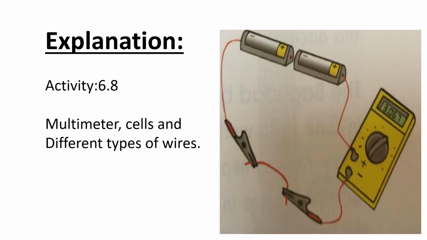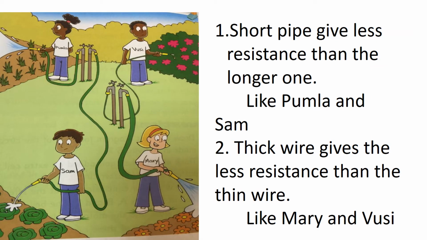Here's the explanation. The explanation is only a demonstration. So during the Zoom class, we will work with the multimeter and different types of wires. Some are big, some are small, some are thick and some are thin. So here is an example from your book.